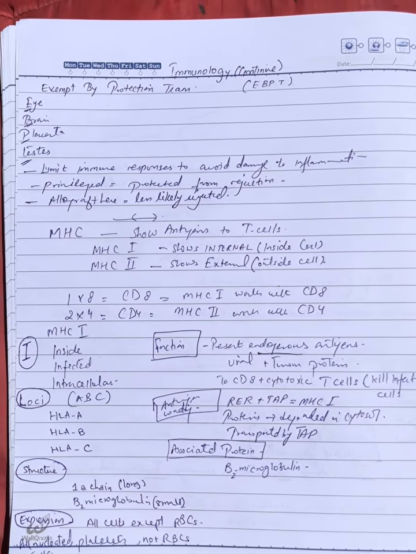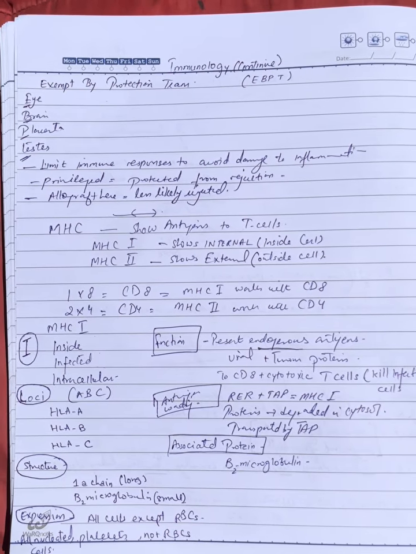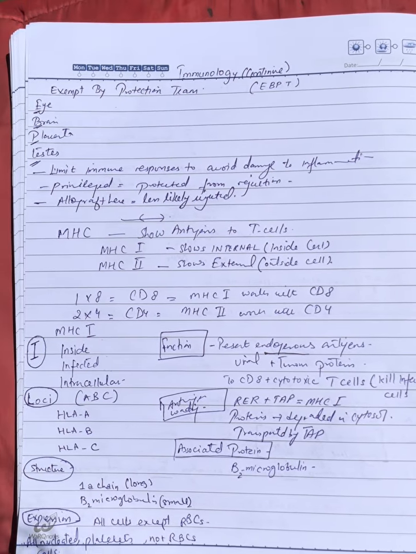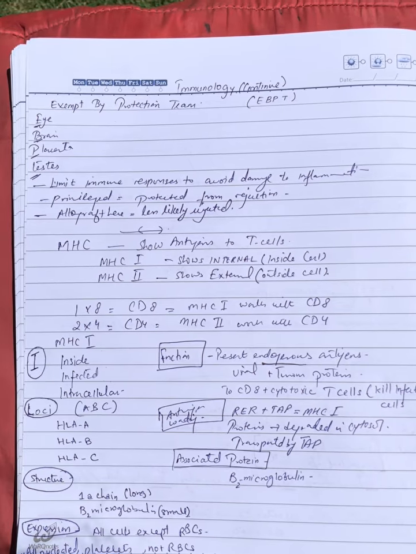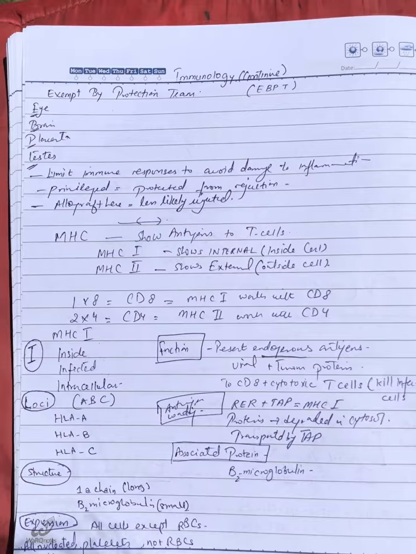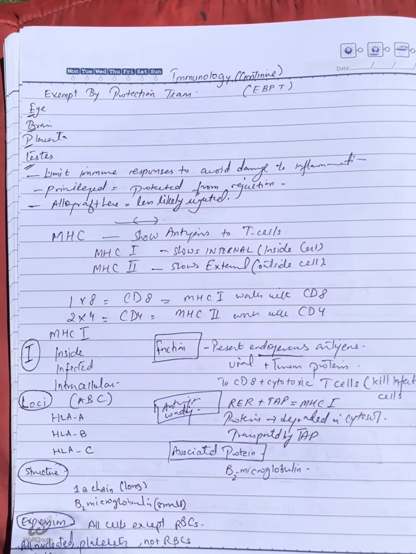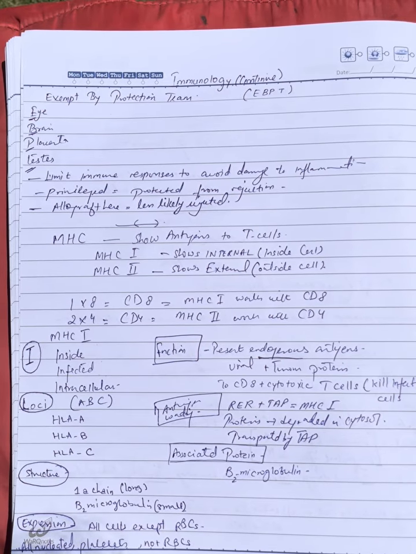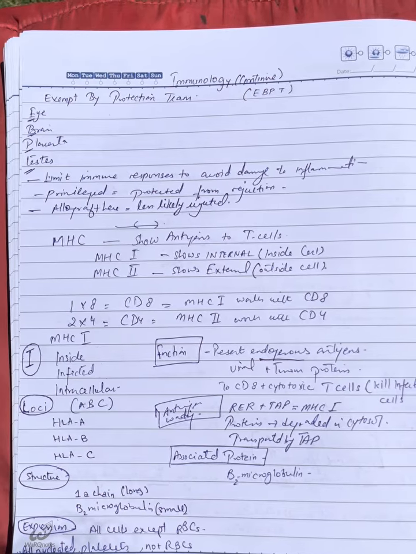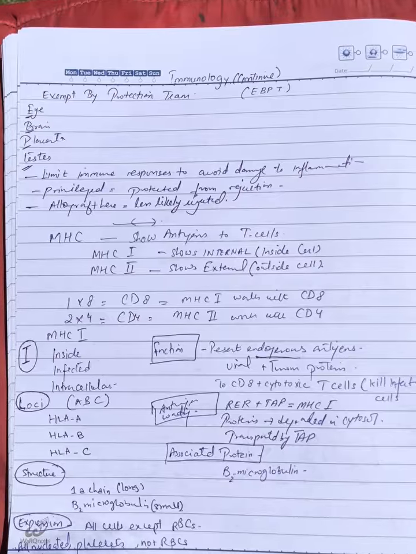The new concept is the MHC, the major histocompatibility complex, which is mainly responsible for showing antigens to the T cells. There is a huge table in First Aid, and I have tried to make it easy for you. There are two types of MHC complex, MHC1 and MHC2. MHC1 is mainly responsible for showing the internal antigens present inside the cell, whereas MHC2 shows the external antigens present outside of the cell.